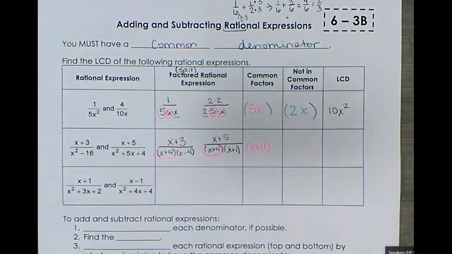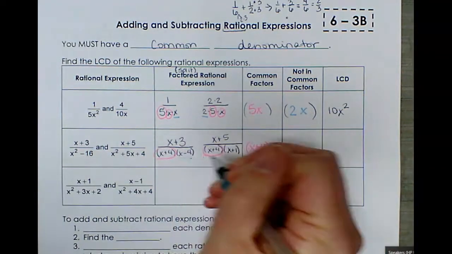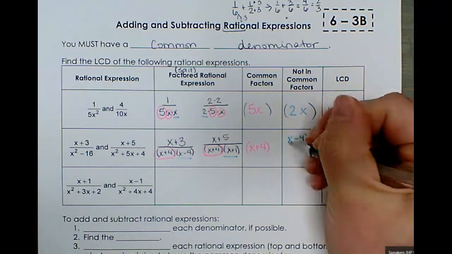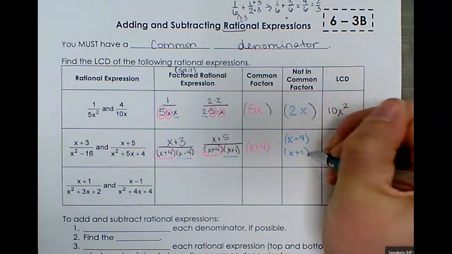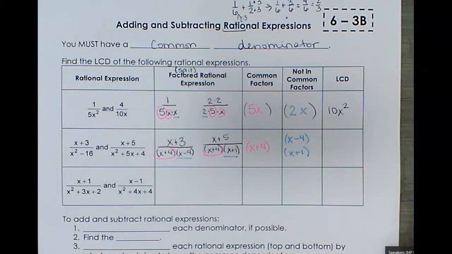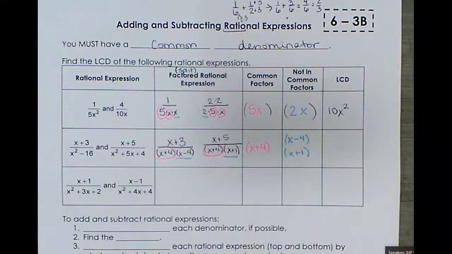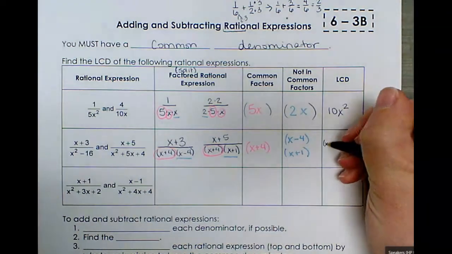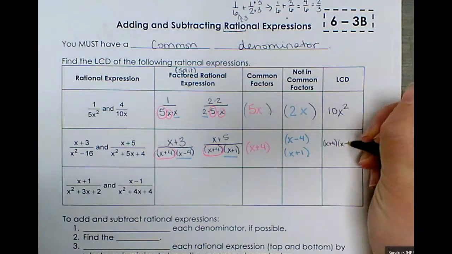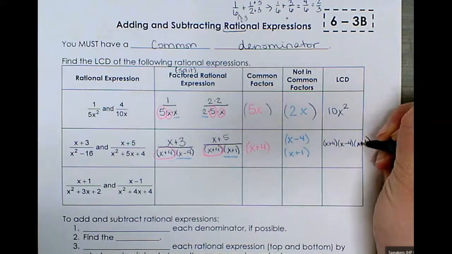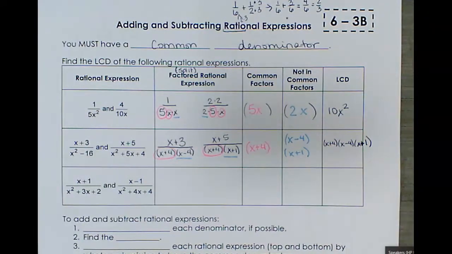I notice that one of them has an x minus 4 and one of them has an x plus 1. So x minus 4, x plus 1. Well, if I multiply all of this together, then I'll end up with x plus 4 times x minus 4 times x plus 1. And that should be my common denominator.